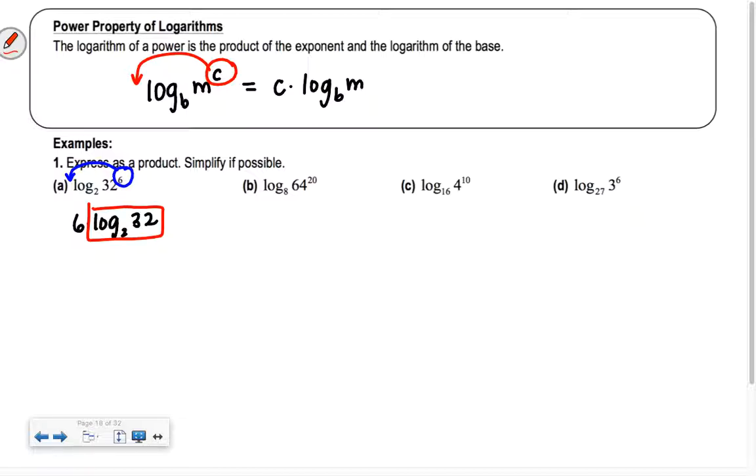Luke, do you know log base 2 of 32? Yep, it's 5. 2 to what power gives you 32? Does that make sense? Do you guys see it? So we're going to say 6 times 5. So our total answer is 30.